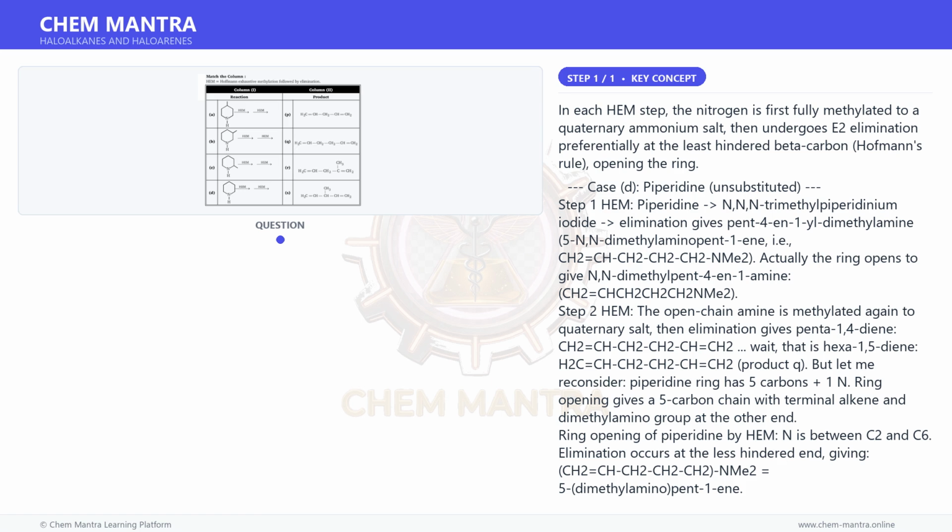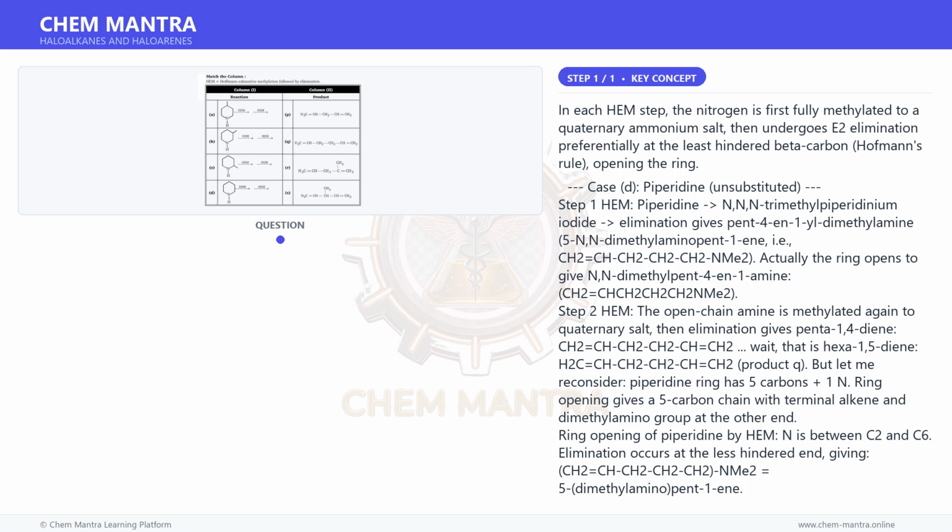Matches. Case B, 3-methylpiperidine. Methyl at C3. After 2 Hofmann steps, with least substituted alkene preference, the product has the methyl ending up on a carbon bearing a double bond, as a substituent on a non-terminal carbon. The product is R, H2C=CH-CH2-C(CH3)=CH2, 2-methylpenta-1,4-diene. So, B matches R.